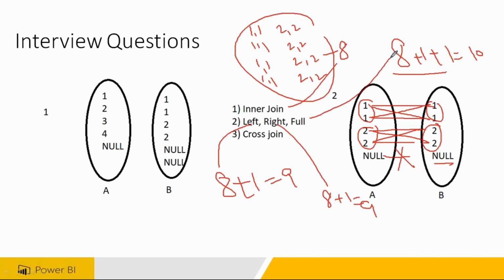Clear? And cross join. Cross join means the number of rows in the first table, 1, 2, 3, 4, 5, times 5. So 5 into 5, you will have 25 rows. Clear? So the answers are 8, 9, 9, 10, and 25. So compare your answers with these answers.